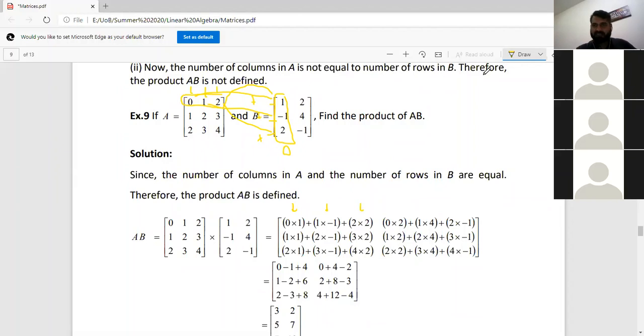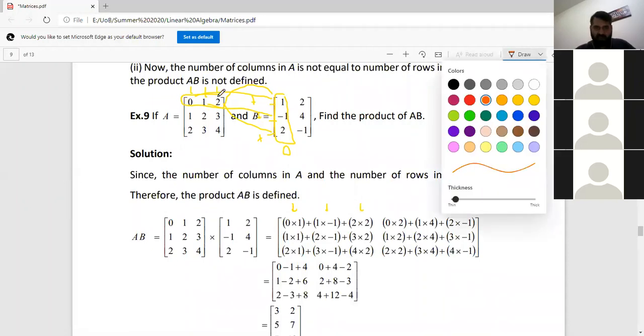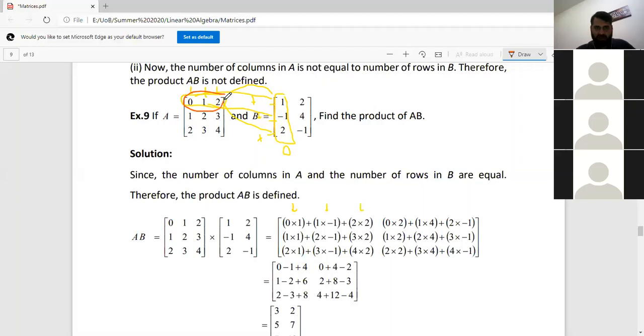Now if I multiply the same, let me change the color here. So now if I multiply the first row with the second column, this will give me the second entry. So 0 with 2, 1 with 4, and the last one is 2 with -1.